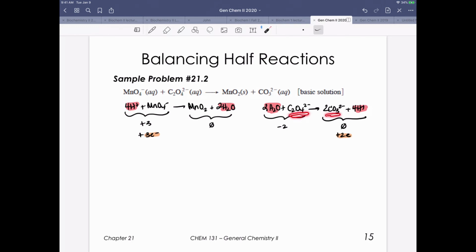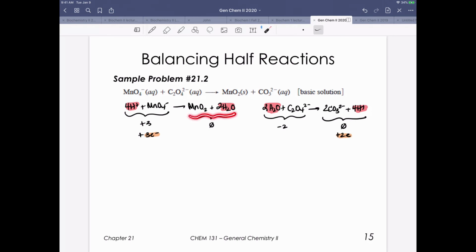Coming over with our oxalate and our carbonate here, we could look and see that we've got 6 oxygens that we have here, 4 already on this side, so we're going to need to add 2 waters. Adding 2 waters means adding 4 H+. Go through now and balance our charges.